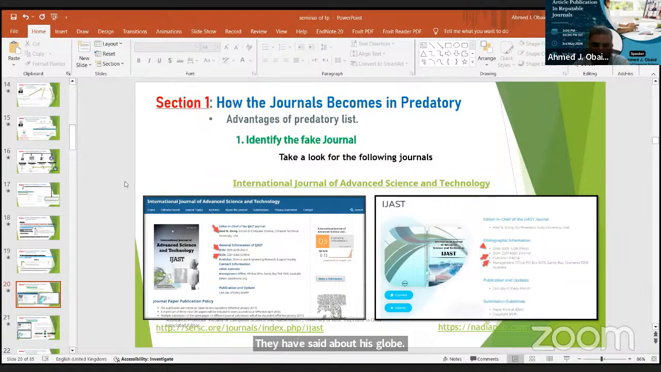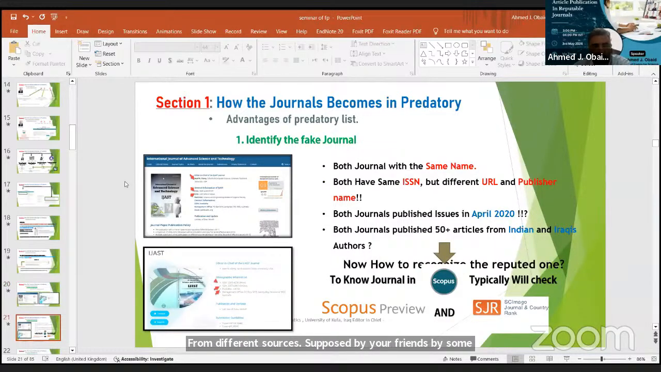And let us consider some case studies about the journal. Here, if we search two or three years back for this journal name, we find two websites that include information for the same journal. So most of the authors submitted their papers to those journals from different sources, suggested by friends, by some intermediary persons, and so on. Both journals have the same contact information, the same committee, but different URLs, and both published research papers from different authors. I think the main question at this moment is we want to know which one is original and which one is a duplicate.